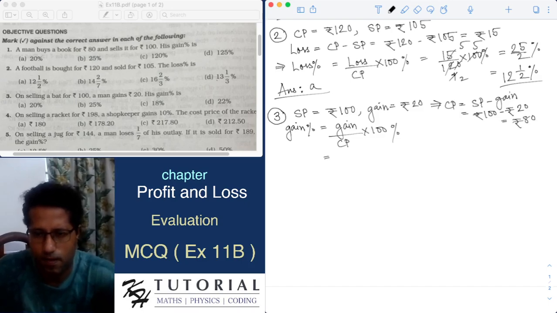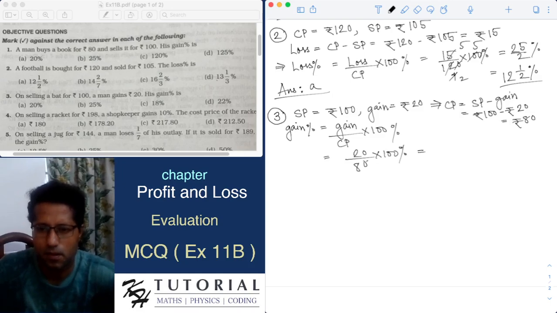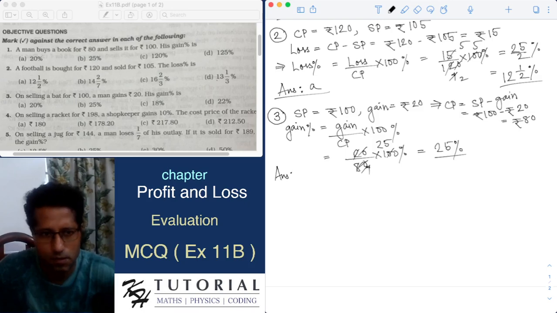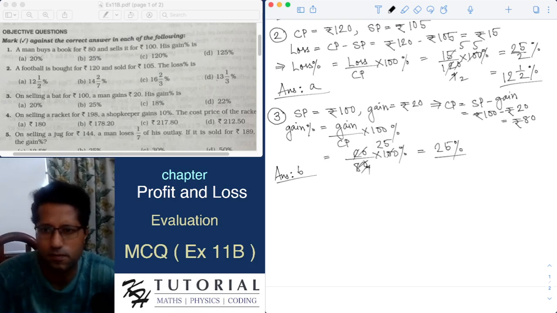So now the gain percent becomes gain by CP. Gain is 20, cost price is 80, multiplied by 100, this much percent. So this is 25% is the gain percent. So the answer is choice B.